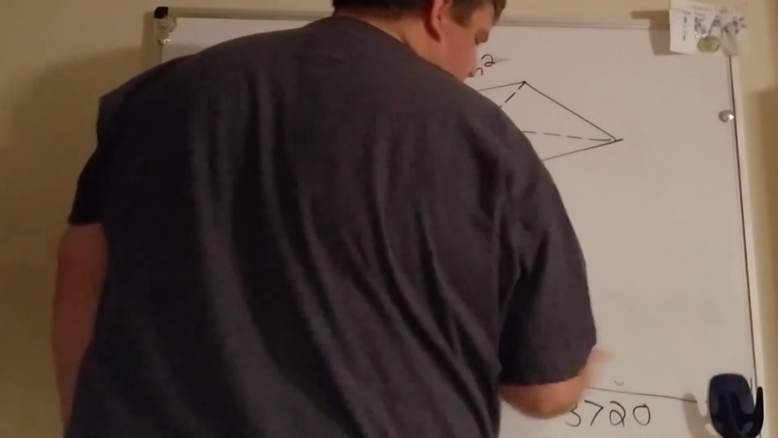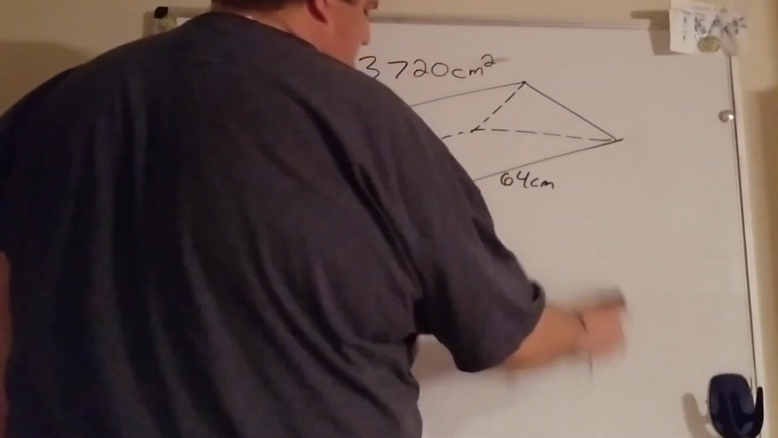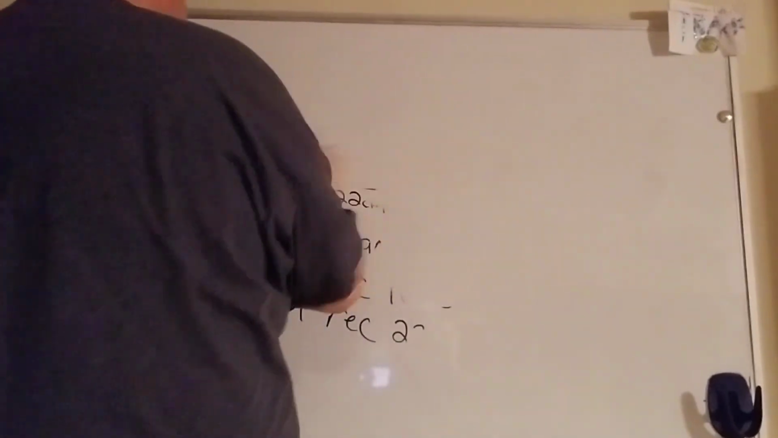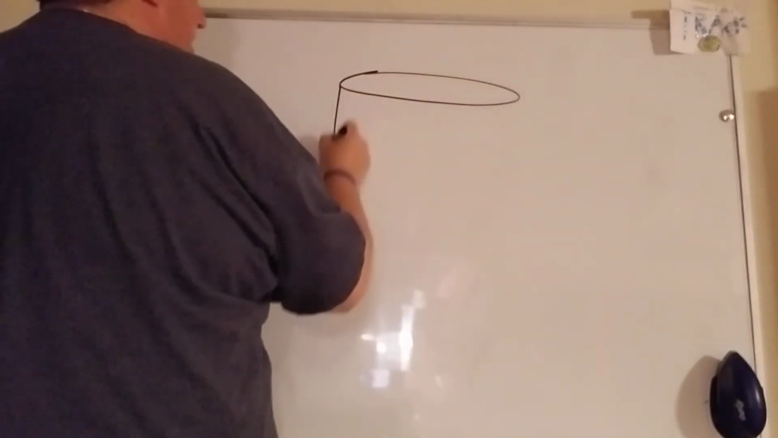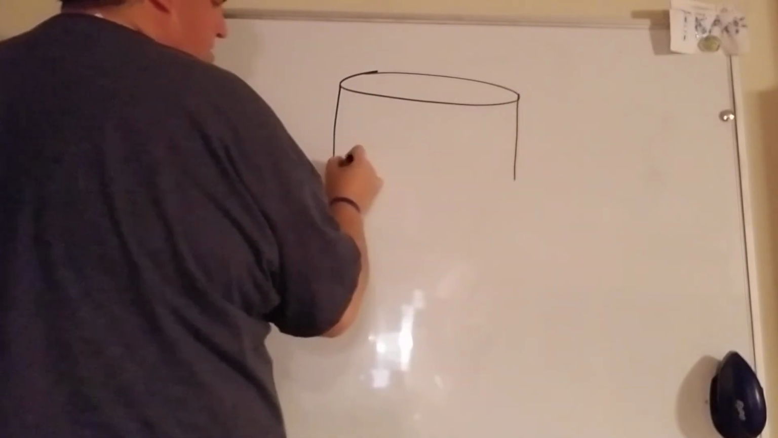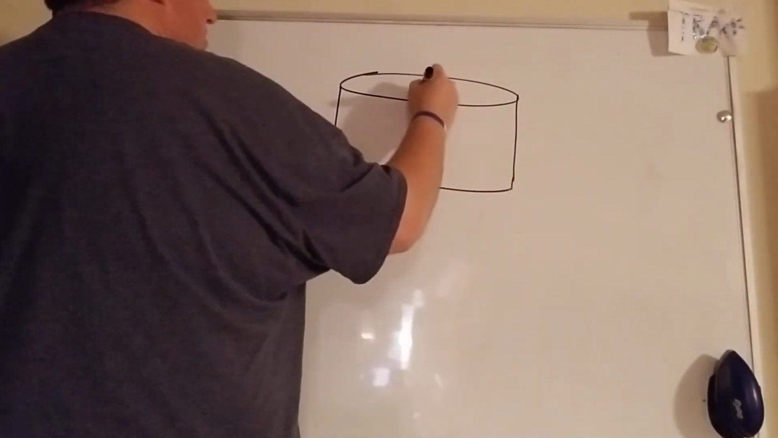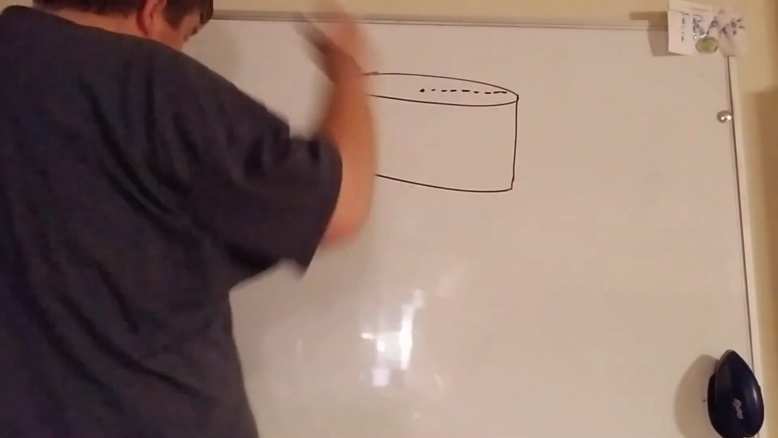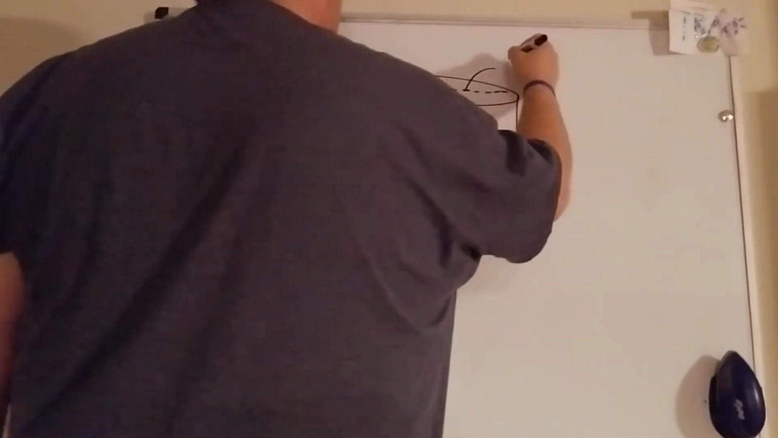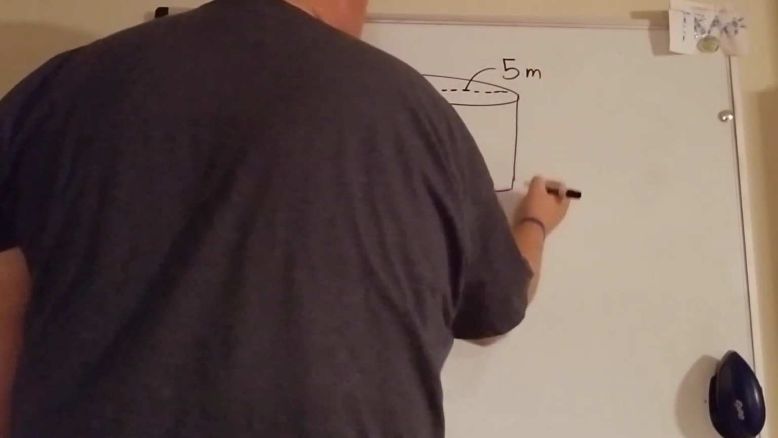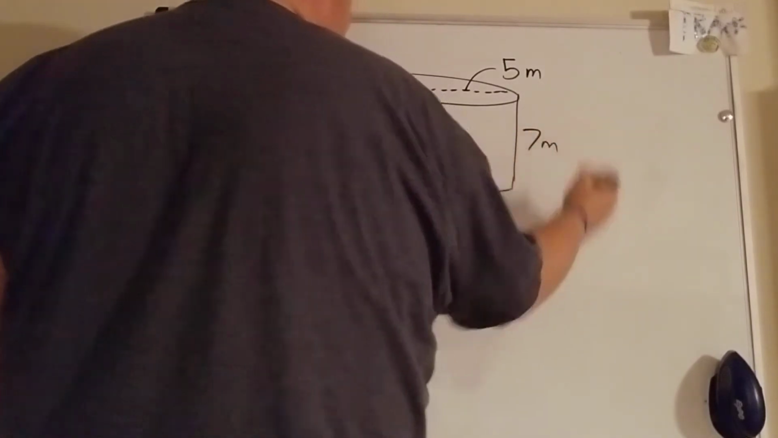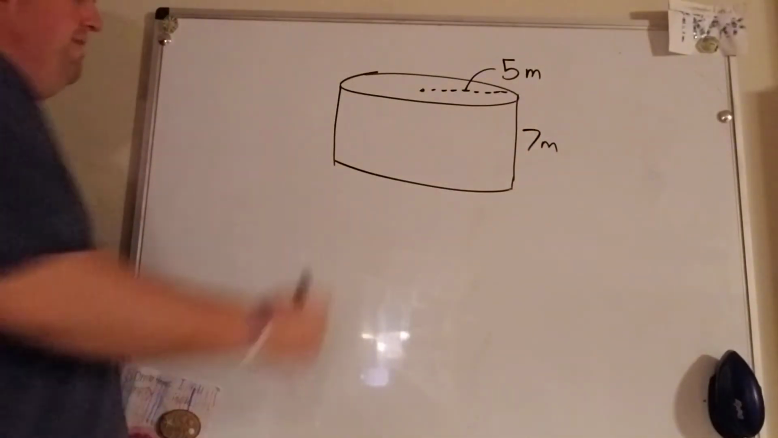All right, last but not least, the cylinder. The cylinder is the trickster. Always those ones with circles. So a cylinder is going to have 2 circles, right? That's easy peasy. But what is the rest of it? That is an excellent question. So let's say the radius here, we'll just keep it easy. We'll just say it's 5 meters. And let's say this is 7 meters. Cool. So we have 2 circles.